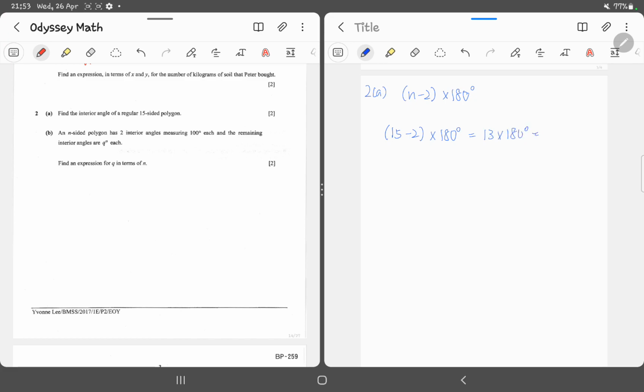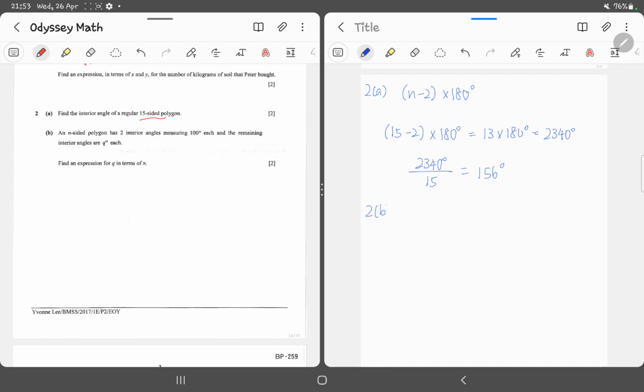So this actually gives us 2340 degrees for the total interior angles. And because it's 15-sided, there will be 15 interior angles. Because this is a regular 15-sided polygon, all the interior angles are the same. So we take 2340 degrees divided by 15 to find one interior angle. In this case, this gives us 156 degrees, and we are done with question number 2a.